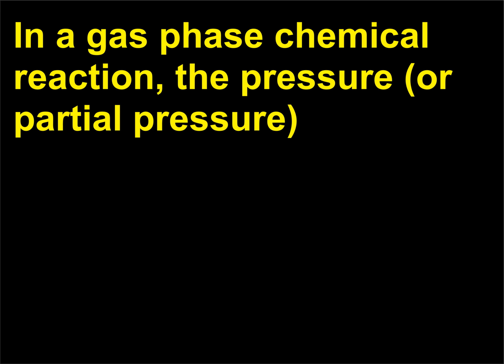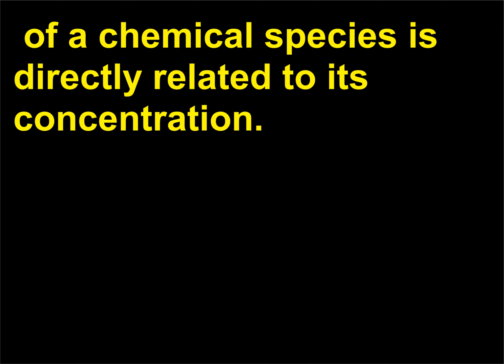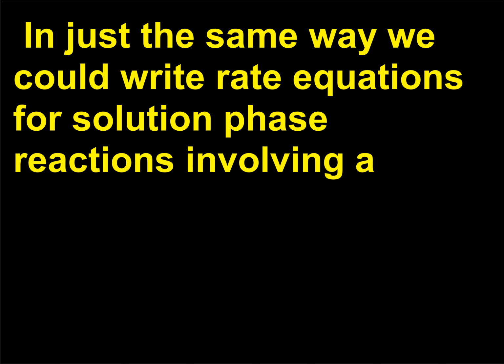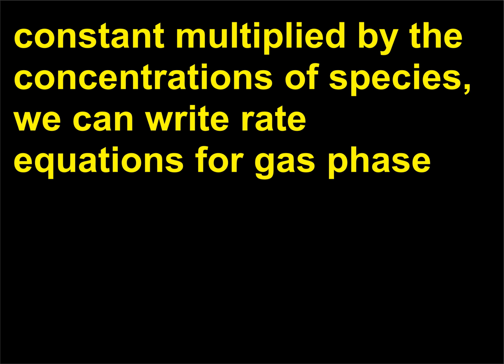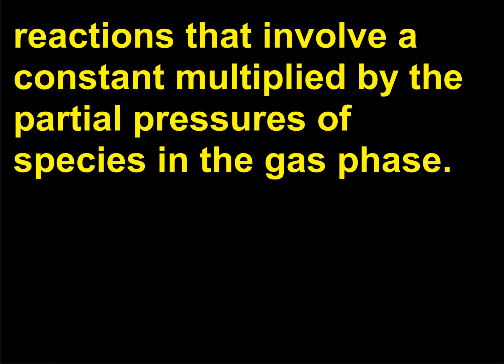In a gas phase chemical reaction, the pressure, or partial pressure, of a chemical species is directly related to its concentration. In just the same way we could write rate equations for solution phase reactions involving a constant multiplied by the concentrations of species, we can write rate equations for gas phase reactions that involve a constant multiplied by the partial pressures of species in the gas phase.